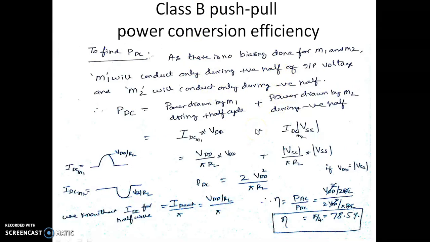So this class B push-pull amplifier certainly has some crossover distortion, but it gives a better power conversion efficiency: from 25% in ordinary class A, and around 50% in class A transformer coupled, to 78.5% in class B push-pull power amplifiers. So in most output stages, class B push-pull is used, which has an efficiency of 78.5%.